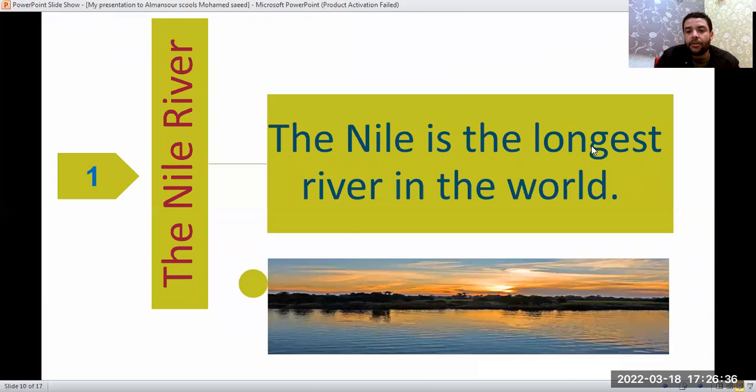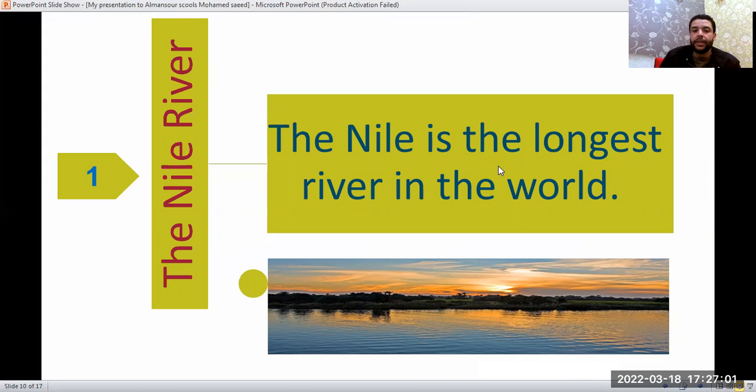The Nile is the longest river in the world. That means there isn't any river in the world longer than the Nile. We use -est to the adjective, and "the", to compare between one and a group.